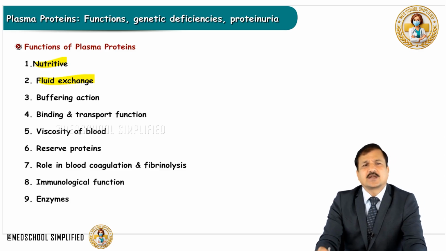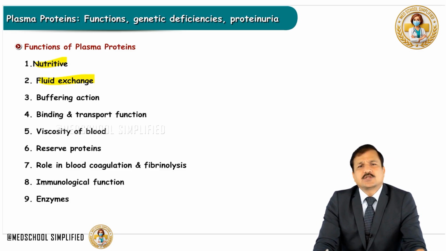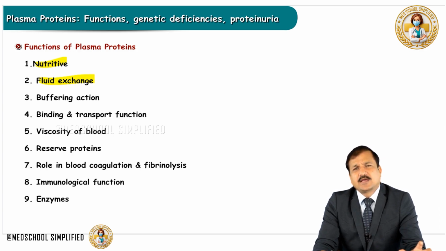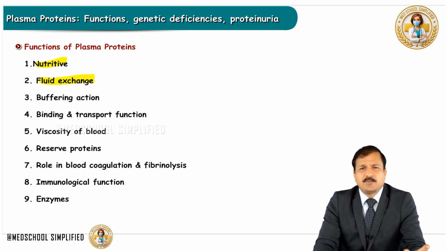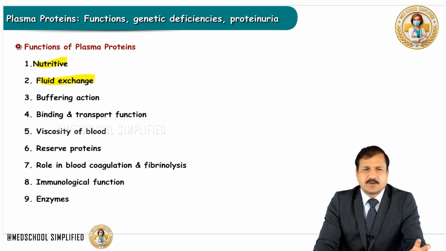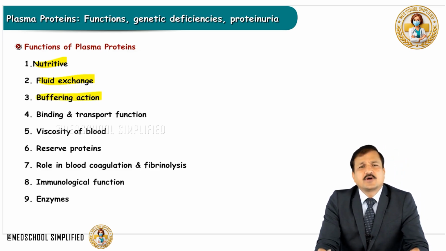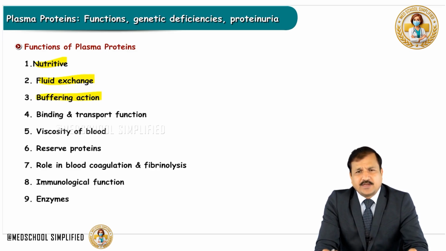Plasma proteins are involved in the fluid exchange mechanism. So the colloidal osmotic pressure of plasma proteins plays an important role in the distribution of water between the blood and the tissues, and most importantly, this is maintained by the amount of albumin and globulin present in the plasma. The third function of plasma protein is buffering action.